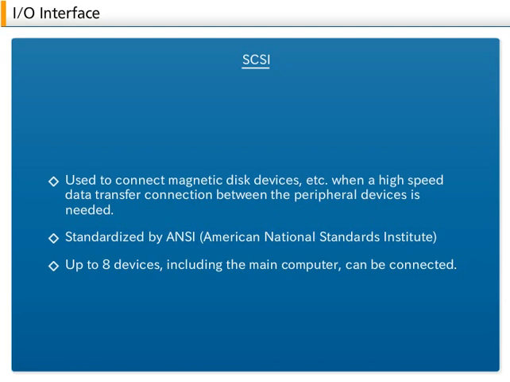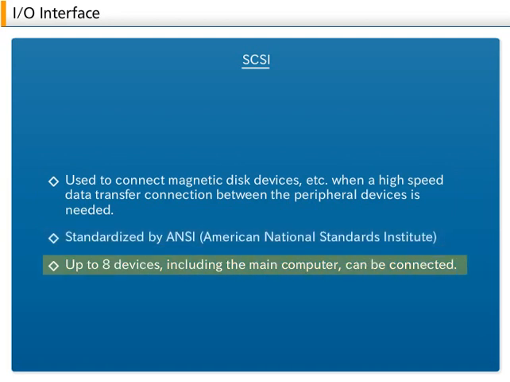Three, SCSI, Small Computer System Interface. SCSI is pronounced "scuzzy". This interface was designed to connect small-sized computers, PCs and magnetic disk devices, etc. When a high-speed data transfer connection between the peripheral devices is needed, it is an 8-bit parallel transmission interface that was standardized by the ANSI, American National Standards Institute.